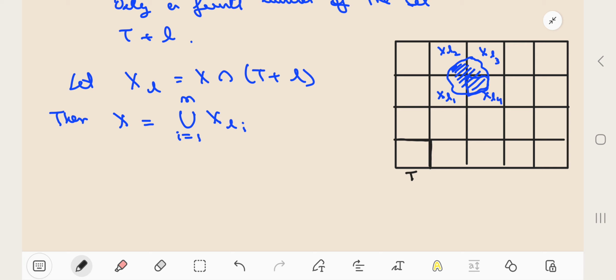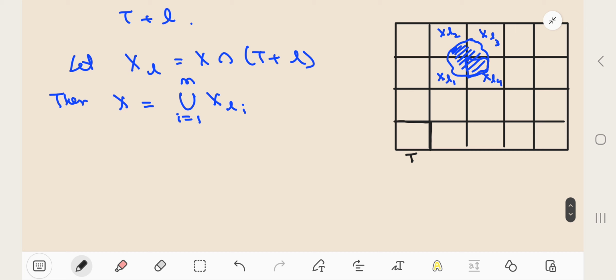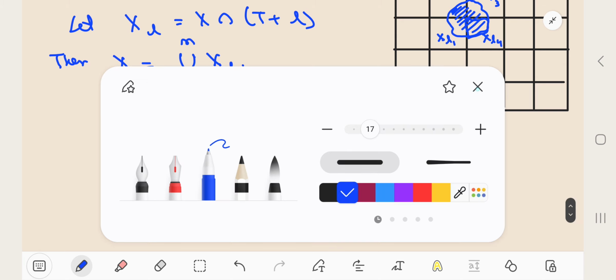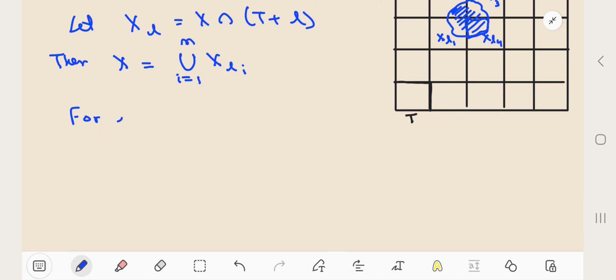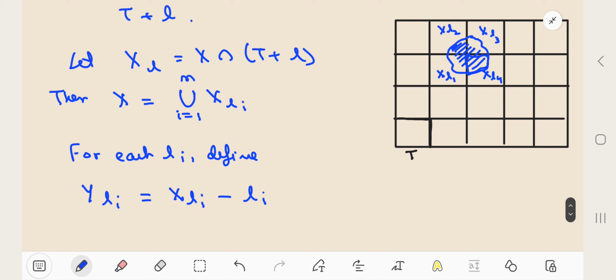This is just your T, and to bring all these intersections to T, I just need to cancel out the lattice points the fundamental domain has been scaled with, right. So for each Li, define YLi. What I am trying to do is take each of these XLis and bring them down to the fundamental domain by cancelling out the scaling factor, the lattice point Li. Okay, so if I do that, I will bring all of them down to this T.